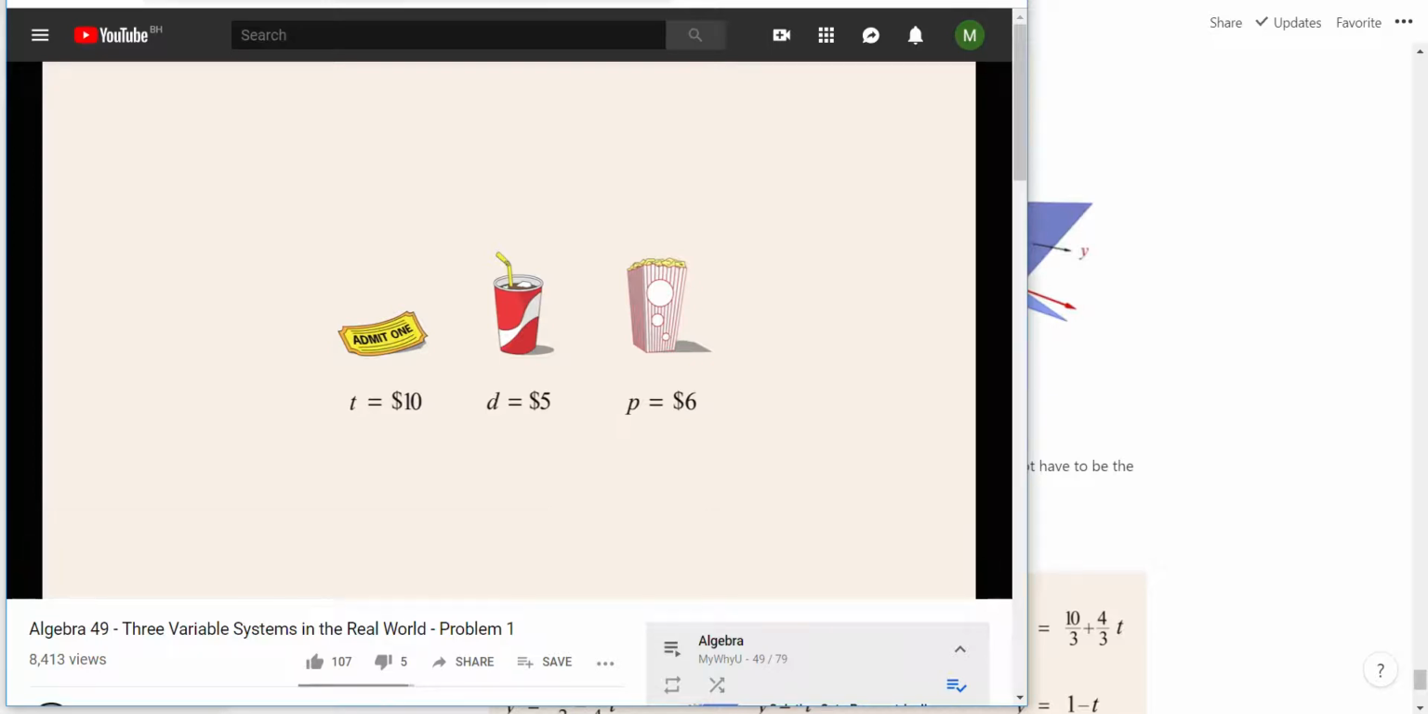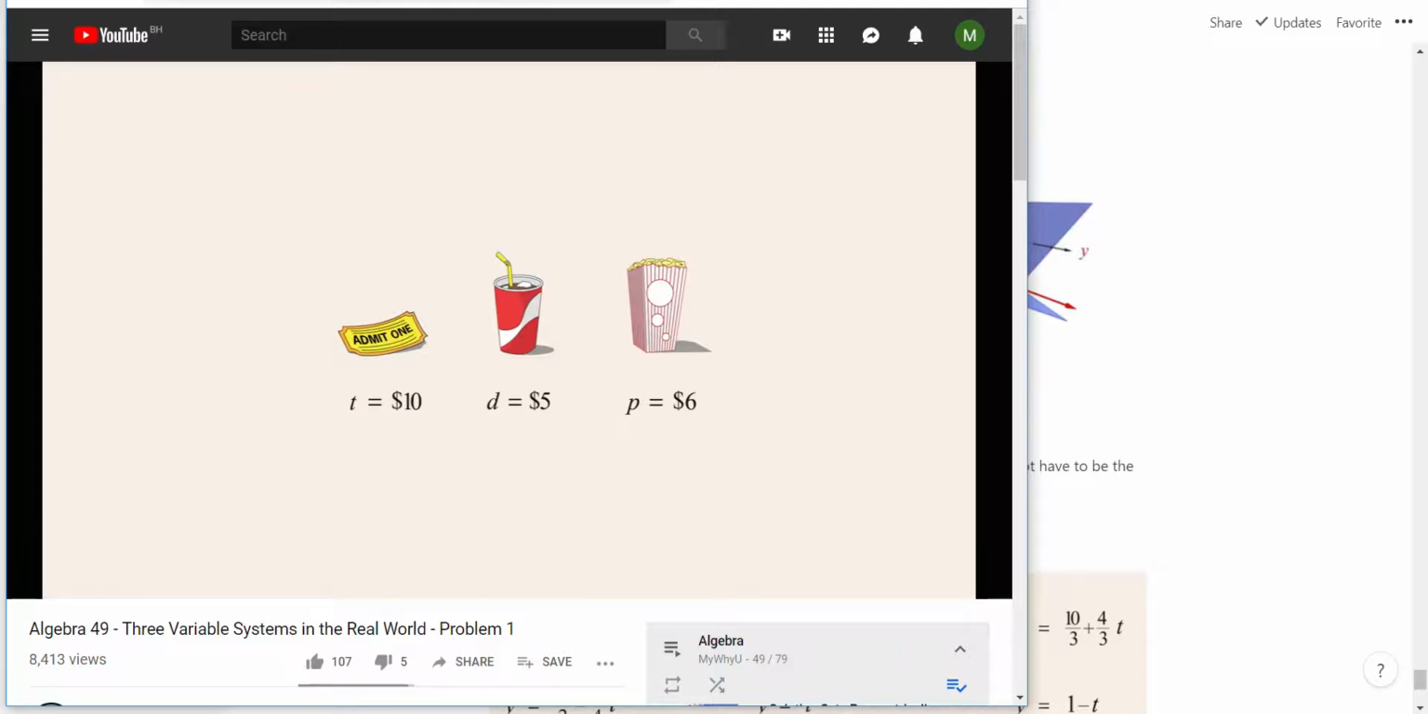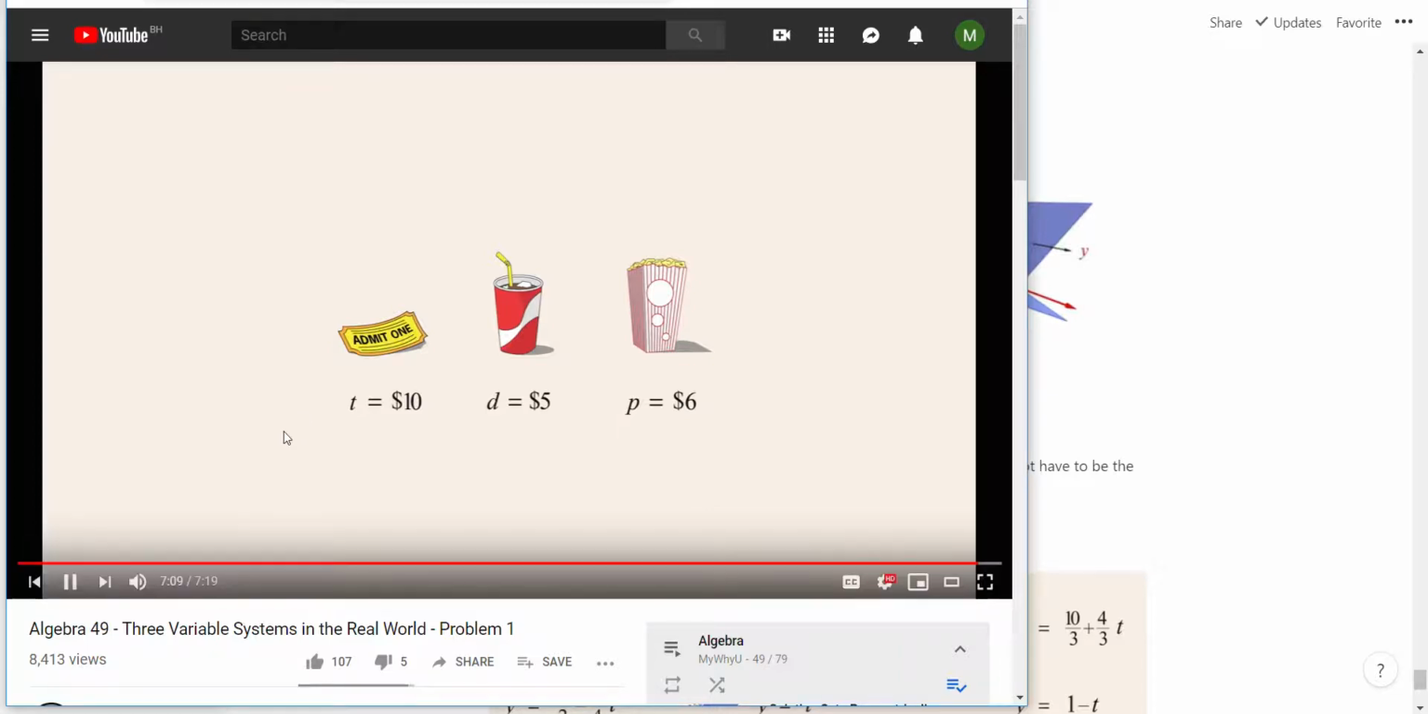In the next lecture, we will see how a system of linear equations in 3 variables can be used to solve a real-world problem described by an equation which is not linear.